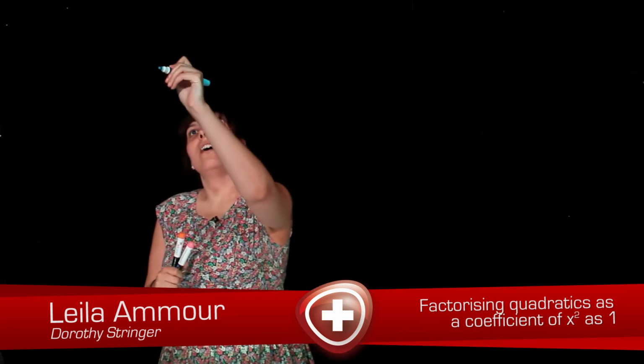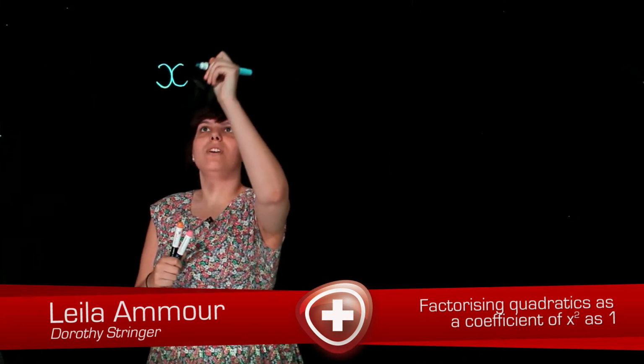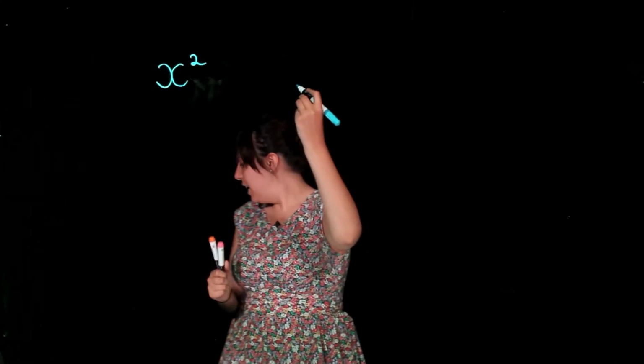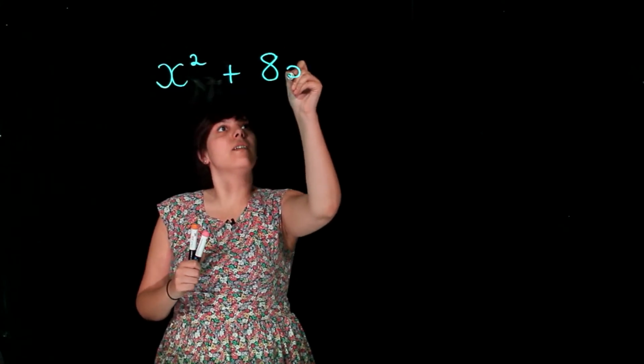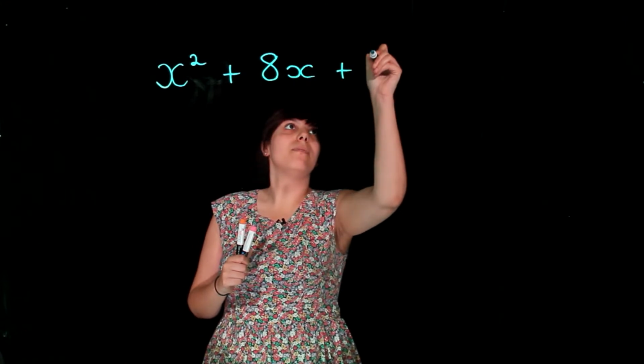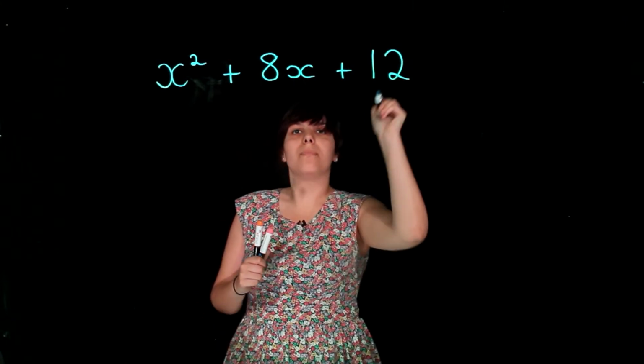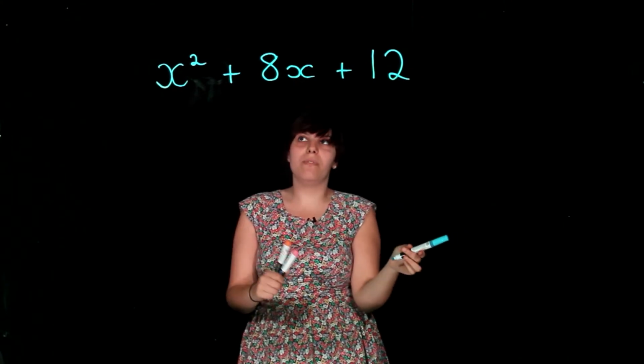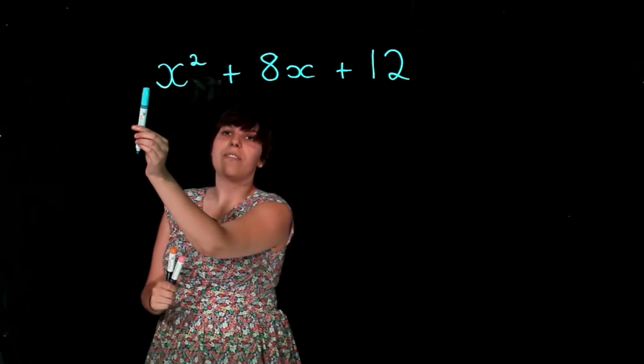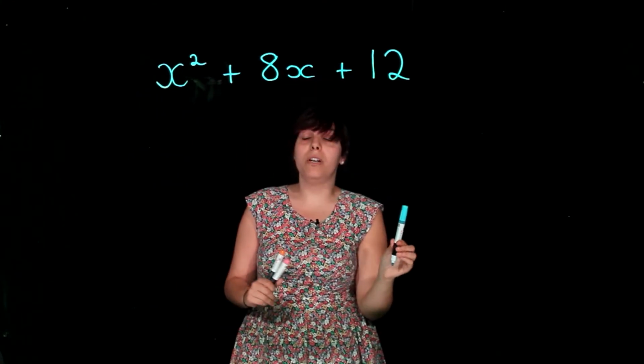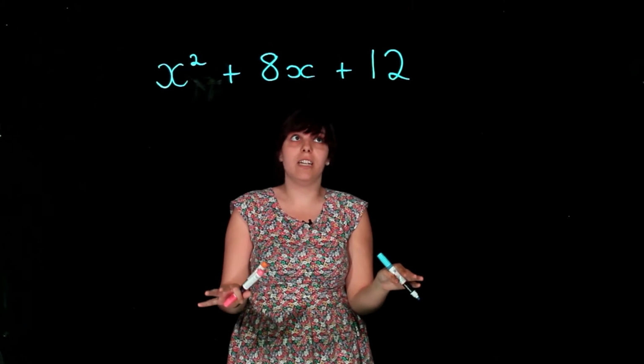We're going to factorise a quadratic, and the quadratic we're going to be looking at today is x squared plus 8x plus 12. Now, the important thing to notice with this is the coefficient of x squared is 1 at the moment, and that's all we're going to be looking at in this video.